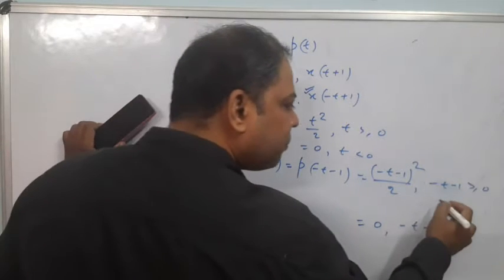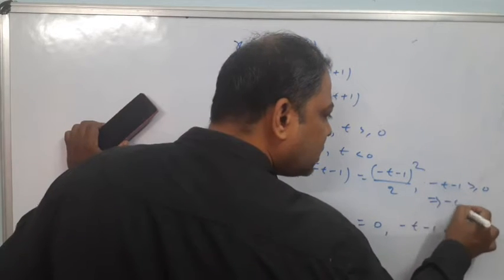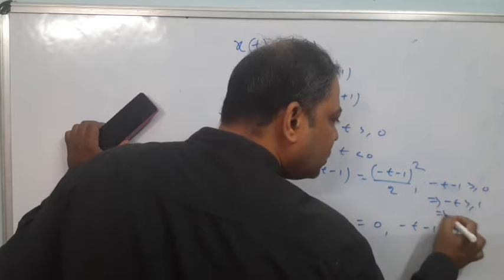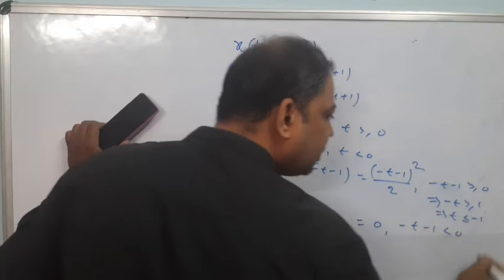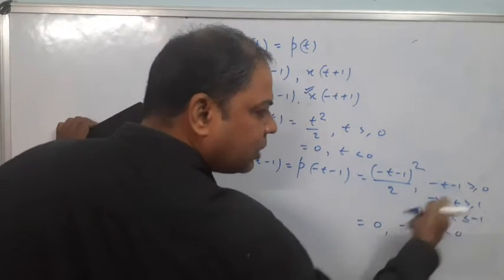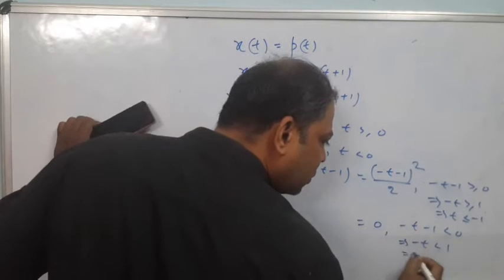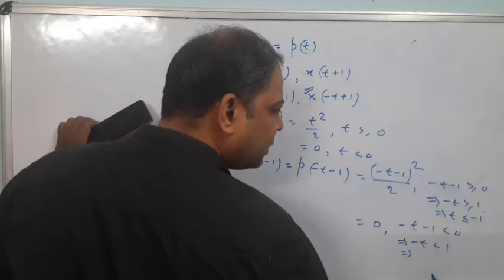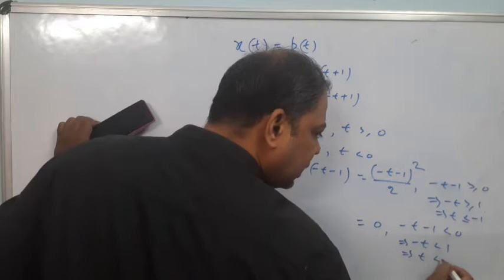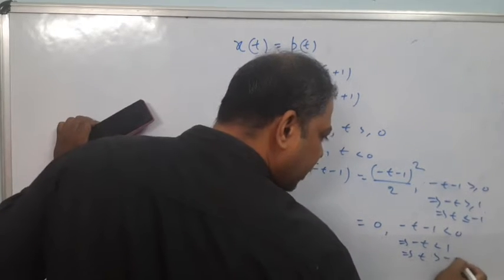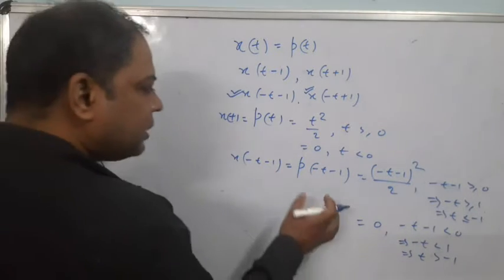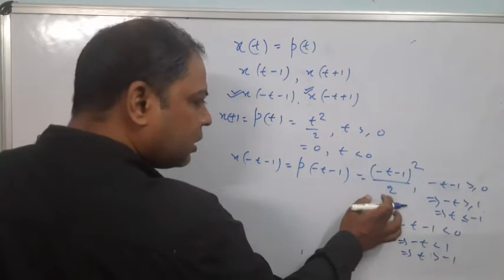Actually from here you can find the value of t: minus t greater than or equal to 1, which implies t less than or equal to minus 1. The inequality will change when the minus sign is multiplied. So from here also, minus t less than 1 implies t greater than minus 1. See here. That means you will find this equation.